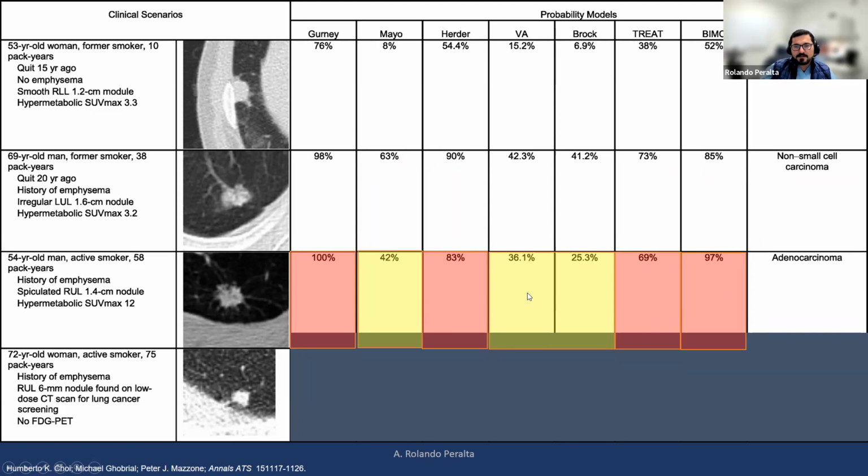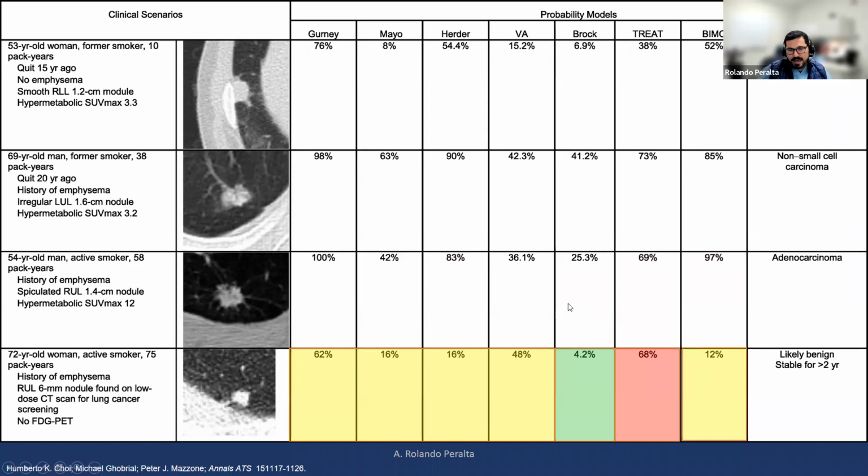And last one, 72-year-old lady, active smoker, 75 pack years, history of emphysema, 6 millimeter right upper lobe nodule, found on low dose CT for lung cancer screening. All right, this one's really interesting because this is honestly what I've been dealing with a lot in the last couple of years. Depending on which one you use, you're gonna get different paths. If you use Treat, it's probably inappropriate because it doesn't even have a PET-CT yet. It tells you it's high risk, and you would send the patient for treatment, surgery, SBRT or something.